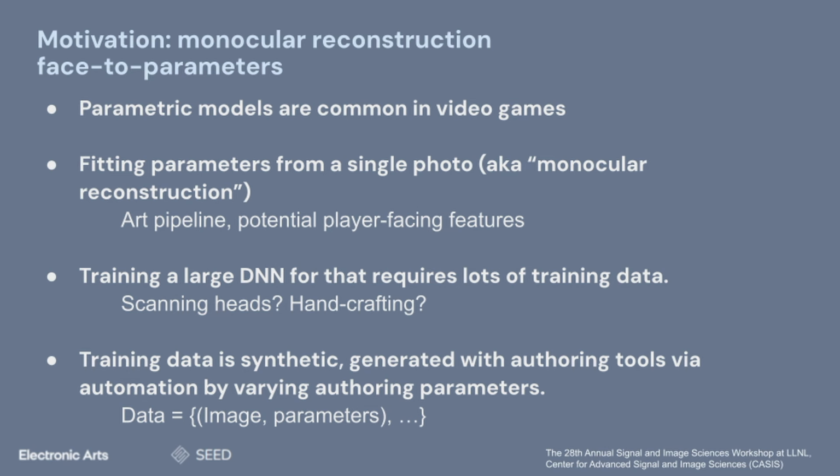Training a large DNN for that kind of problem takes time and lots of training data. Where we get the data is a big question. One source is scanned heads. This is an expensive process, and handcrafting heads is pretty much equally expensive. So we cannot count on either scanning or handcrafting as a reliable source of lots and lots of training heads. Because of that, training data is synthetic and generated with authoring tools via automation. The tool can randomize parameters, generate the image, and save these pairs as training data.